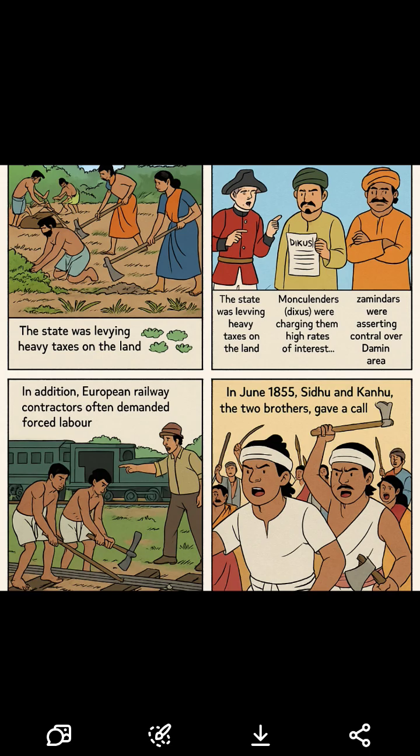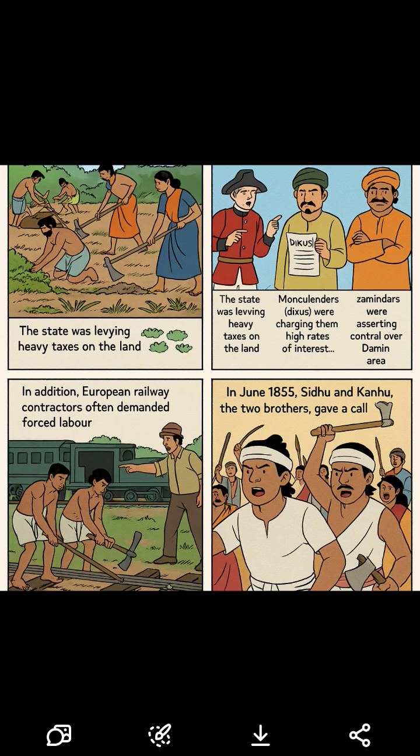The rebellion begins. In June 1855, 2 brave Santhal brothers, Sidhu and Kanhu, called for rebellion. They told their people, "Let's fight back, enough is enough." Thousands of Santhals joined. Many poor and oppressed people, other than Santhals, also supported them. The rebellion was not just about land, it was about freedom, dignity, and survival.